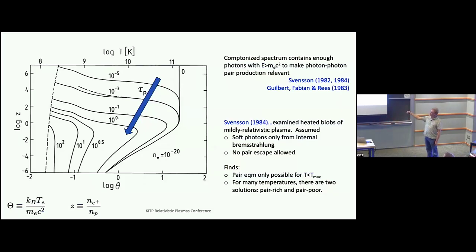And for a given temperature, in many ranges, there are two possible solutions. There's actually a pair-dominated solution and a pair-poor solution, which is interesting. They would differ tremendously by how much heat you're putting in, by how high you have the heating turned up, and they would differ tremendously in their luminosity. But for a given temperature, you can have a pair-free solution and a pair-rich solution.